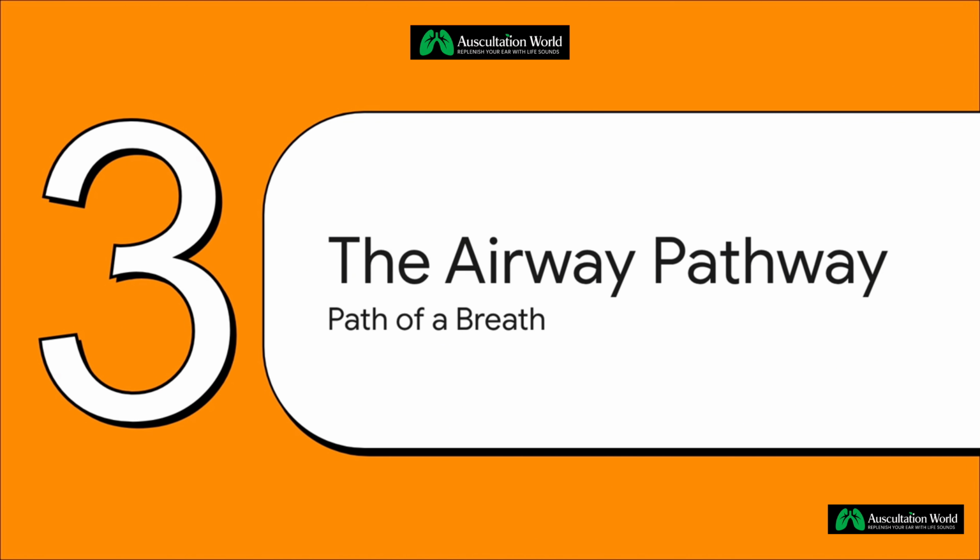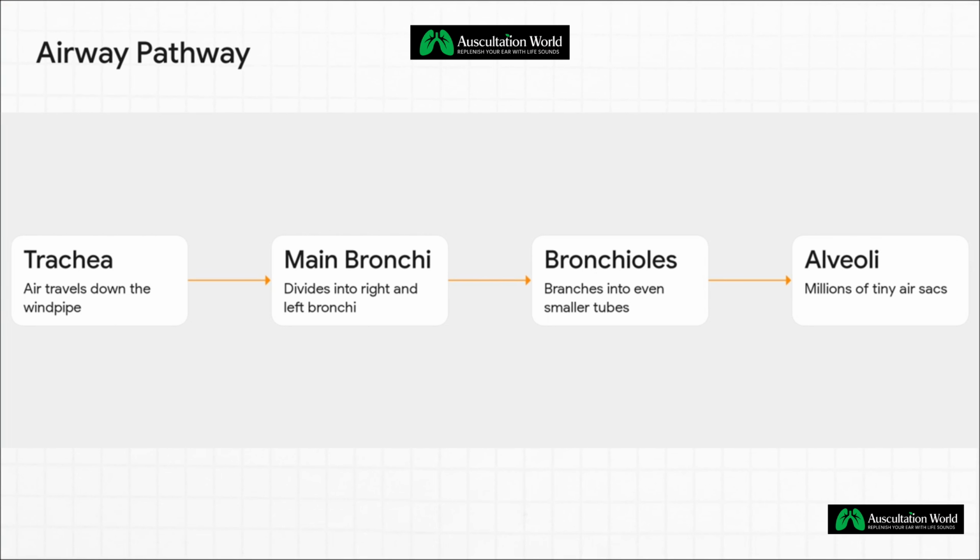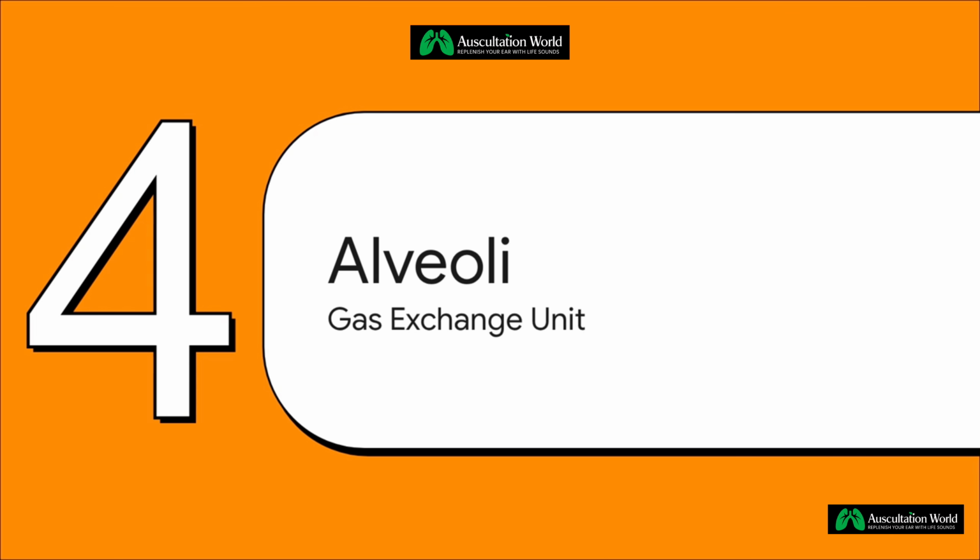Section 3. The airway pathway. And this brilliantly illustrates the actual journey. The very moment air enters through your nose or mouth, it shoots down the trachea, which you probably know as the windpipe. From there, it hits a fork in the road, dividing into the right and left main bronchi, one going to each lung. Once inside the lungs, this whole network rapidly branches out, kind of like an upside-down tree, into smaller and smaller tubes called bronchioles. This keeps happening until the air finally arrives at its ultimate destination, millions of tiny, microscopic air sacs known as the alveoli.